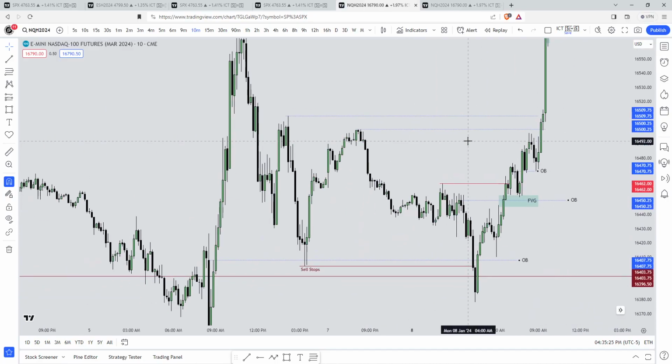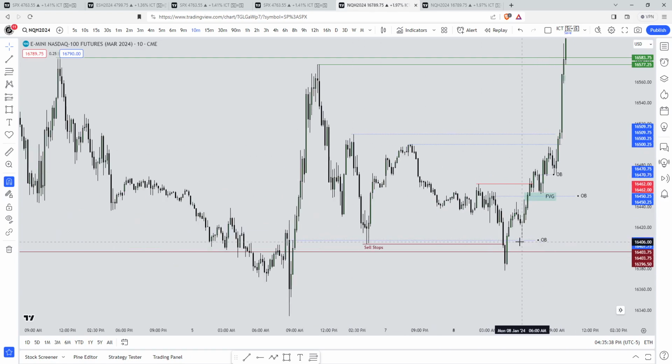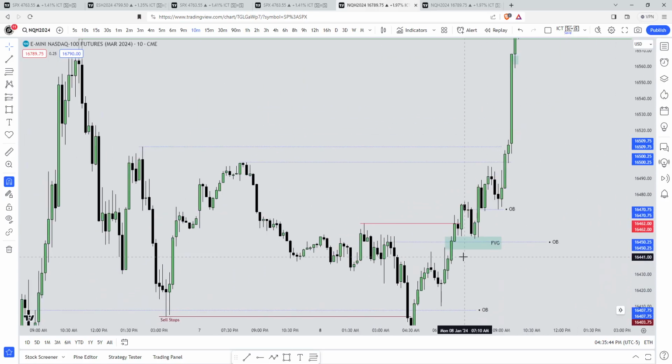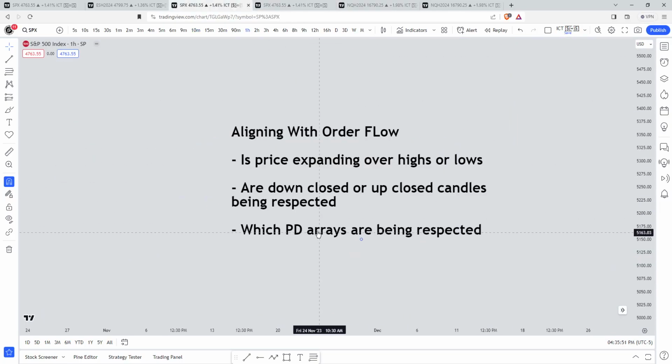So some people look at this and they're just completely waiting for it to take out this buy side to go short. But what has the algorithm been doing from this point to this point? Well, it's proving to us that order flow is bullish because it returned back to a bullish order block, respected that, took out sell stops, expanded away from that. And since it expanded away from those sell stops, it's just constantly giving feedback that order flow is bullish, right? It's respecting bullish PD arrays.